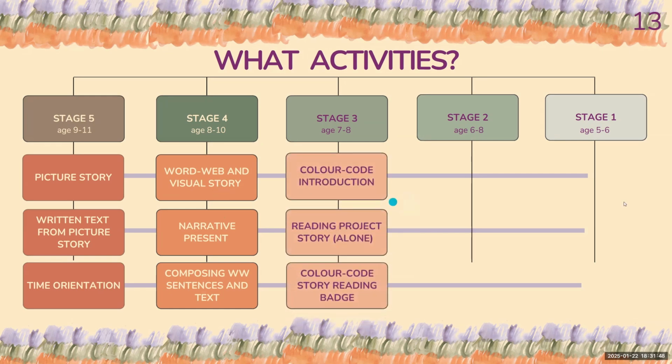Of course, in order to be able to come to stage 5, they need to have the prior knowledge where they learn the pronunciation by using phonics and visualize the spelling of the words. We help them with color code introduction. And we also read a project story to help them with fluency in reading and understanding, connecting pieces of information together with the help of illustrations. This is color code text. To reinforce fluency in reading, they start with their color code reading badge.